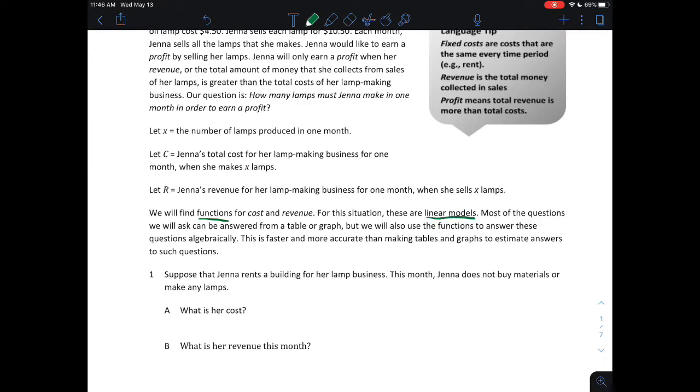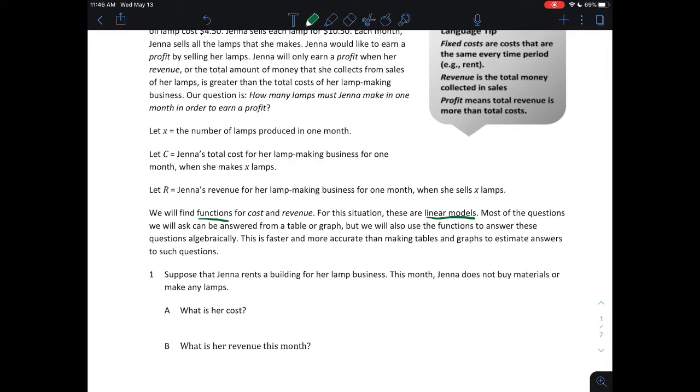Most of the questions we will ask can be answered from a table or graph, but we will also use the functions to answer these questions algebraically, meaning we're going to be looking at equations. Using the equations is faster and more accurate than making tables and graphs to estimate answers to such questions. With graphs, the estimation can be pretty difficult. Tables just take too much time.